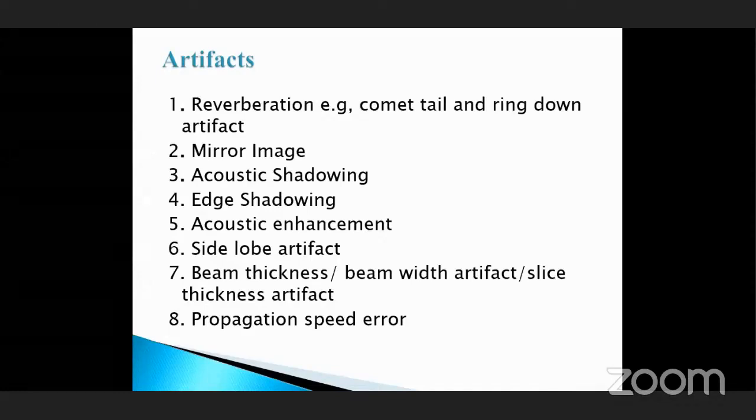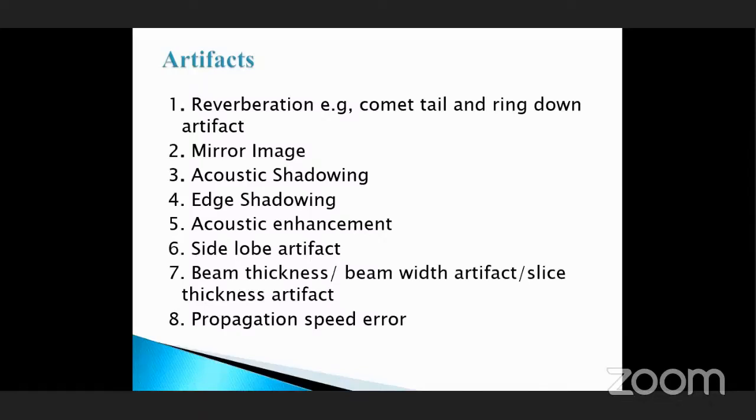That is acoustic enhancement. Side lobe artifact results when the ultrasound beams originating from the side lobes of the transducer are placed in the area of the central ultrasound beam.